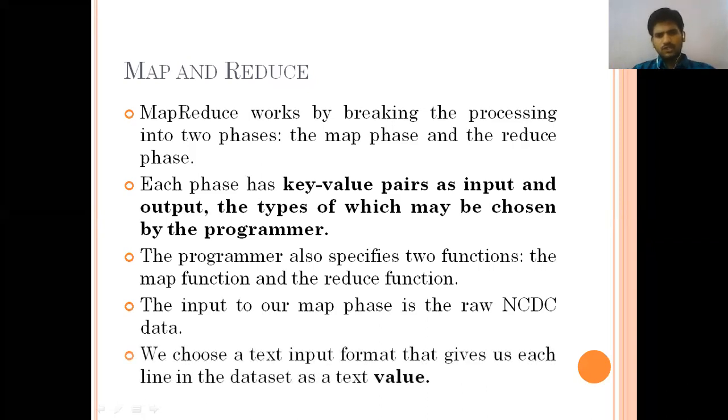Then we choose a text input format, which gives us each line of the data set as text values. So we are going to be considering the text values here. All the values are again ASCII codes. Why are they ASCII codes? What is the meaning of ASCII codes? If the total is ASCII code, what will that be? In every line we don't have any characters, just simply numbers only. So again, those specifications, everything is the data maintenance.